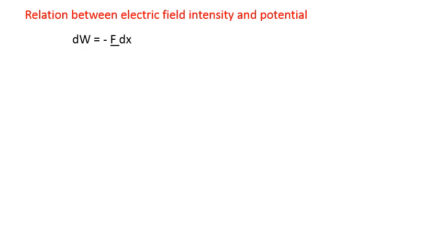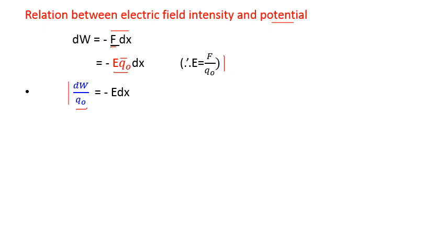Now see this work done, which is nothing but minus F into dx. Further we substitute this F, which is nothing but E into Q0, as we just discussed. Next we have to find this potential, which is nothing but work done per unit charge. That's why this Q0 is taken to the left hand side. So the left hand side is dW by Q0, which is simply E into dx with a minus sign. And we know this work done per unit charge is nothing but the electric potential dV. So we can write the formula for E as minus dV by dx.